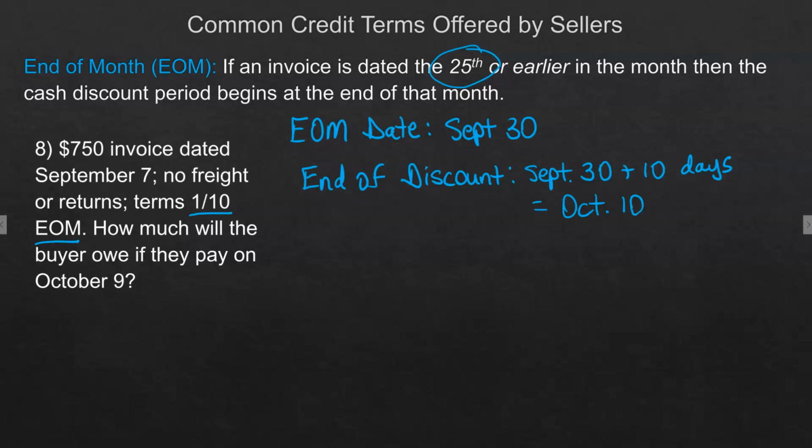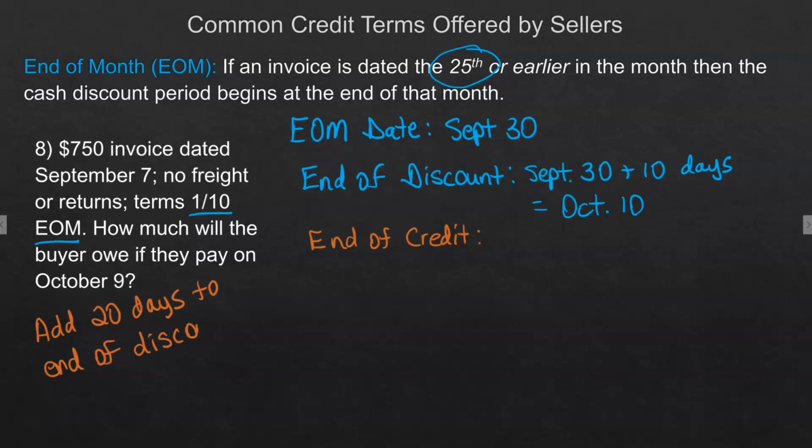And then end of credit is going to be when? Oh gosh, we don't know. It doesn't tell us. So the standard for end of credit is to add 20 days. It doesn't tell us that, but it's kind of an understood thing. We add 20 days to the end of discount. Okay, so when we don't know anything, add 20 days to end of discount to find end of credit.